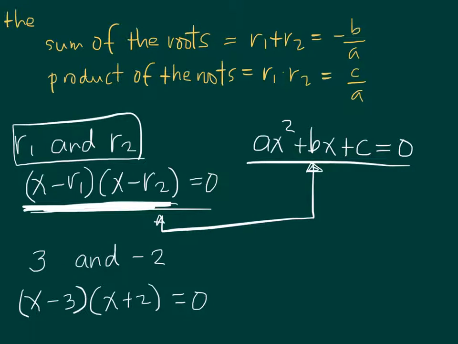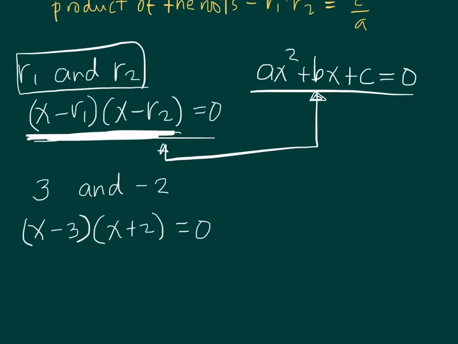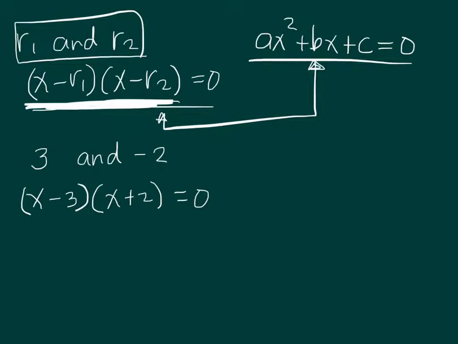Okay, so let's continue by simplifying x minus r1 times x minus r2 equal to 0 so that we could easily relate that to ax squared plus bx plus c equal to 0. But again, keep in mind that they are equivalent. So one can be expressed in the other form. At the same time, ax squared plus bx plus c equal to 0 can be expressed as x minus r1 times x minus r2 is equal to 0.